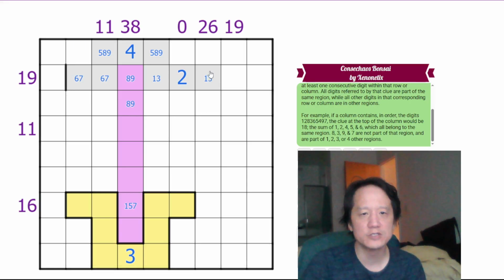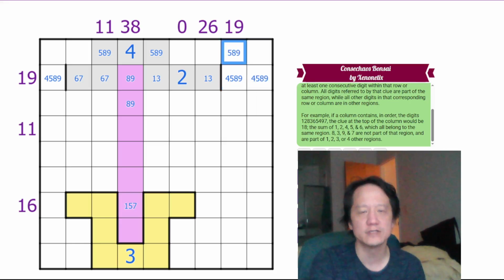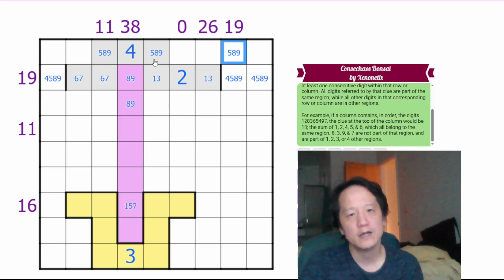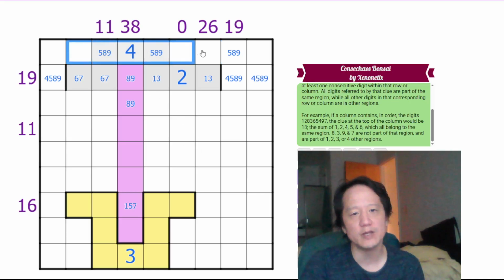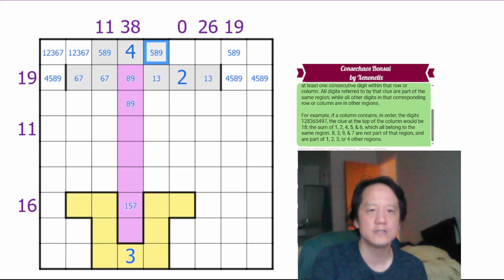We know this is a border and this is a border because those cannot be part of the region. This is 4, 5, 8, 9. This is 4, 5, 8, 9. This is 4, 5, 8, 9 because we know that's not part of the region. This light cannot be part of any of this region here because we have a guaranteed 5, 8, 9 here. That leaves these as 1, 2, 3, 6, and 7.